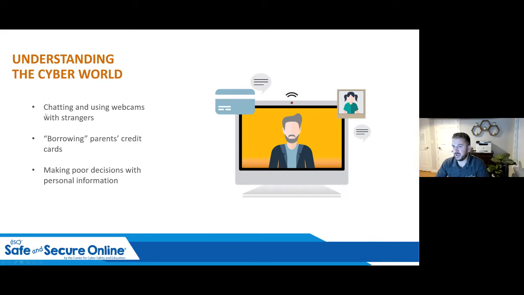So a lot of stuff has changed with COVID and distance learning and kids' exposure to online tools, things that a year ago we wouldn't have even thought would be normal. But now, even this first bullet point, chatting with and using webcams with strangers, while their class isn't exactly strangers, kids have become a lot more comfortable using webcams and computers as a communication tool, where that just has never really been in the past.